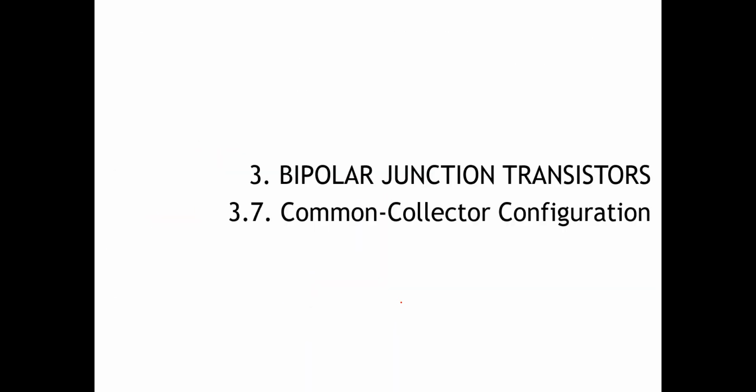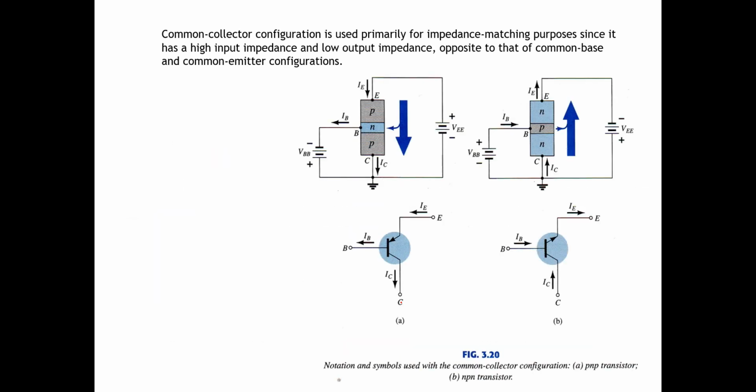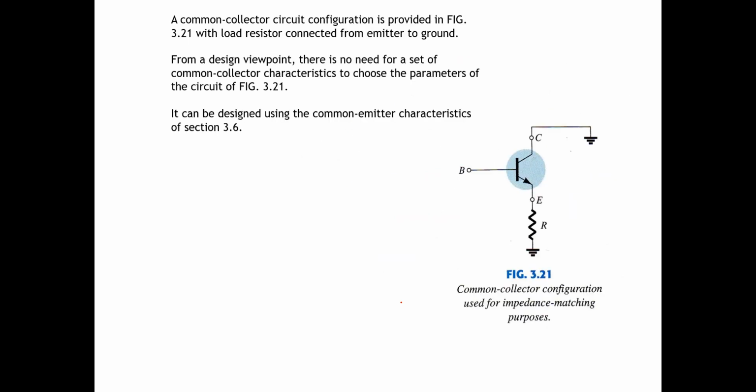The last one is the common collector configuration. It is similar to the common emitter, but in this case the collector is connected to ground. The common collector is used for impedance matching purposes.